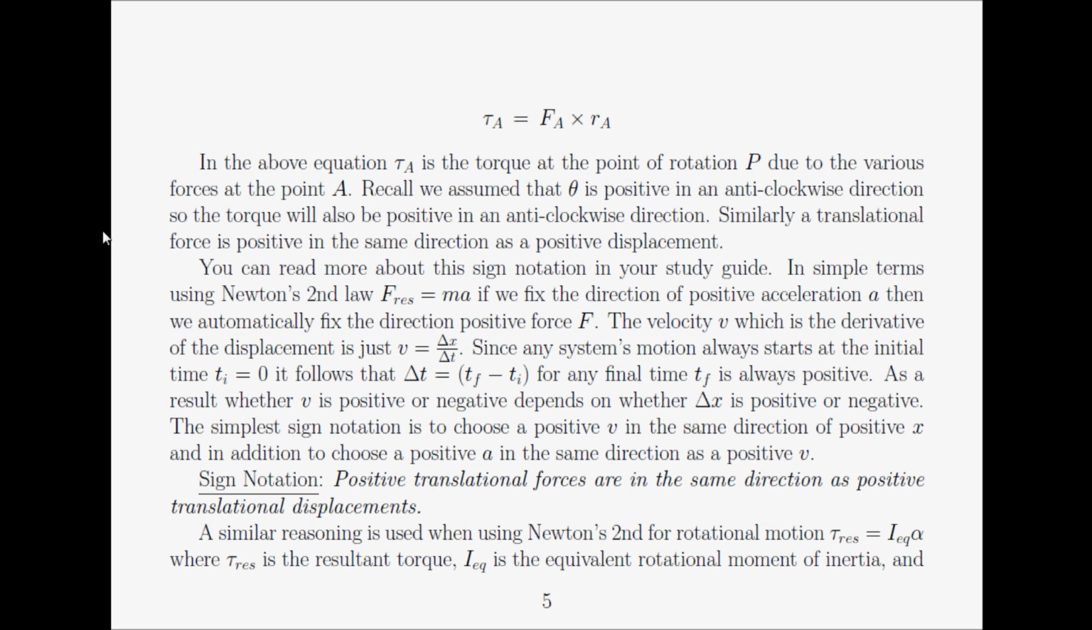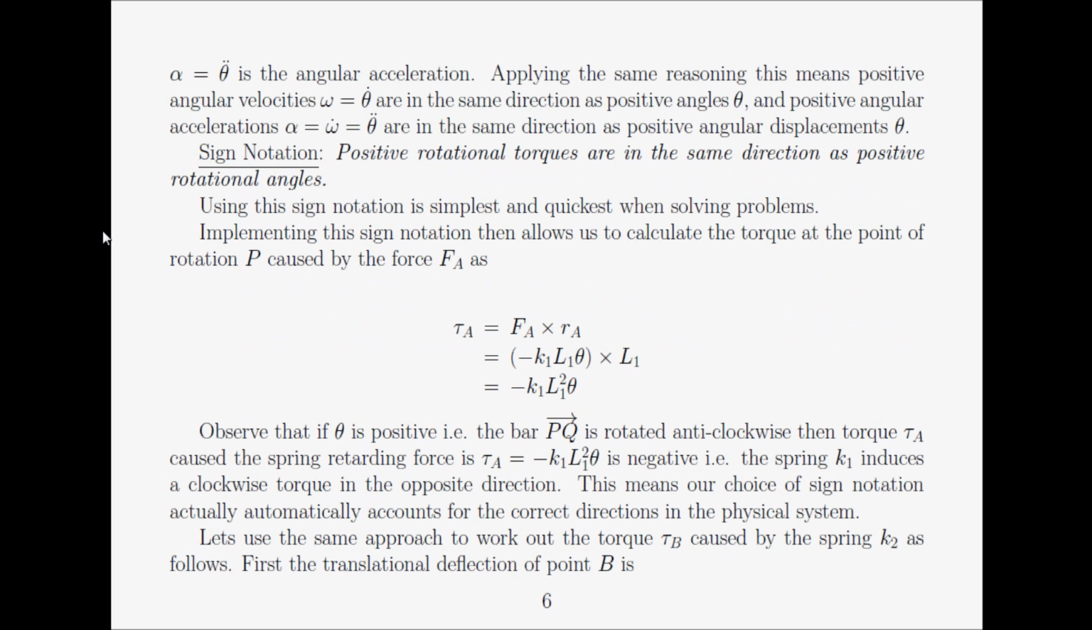If a is positive, then this would define the direction for a positive force, and if a is negative, this would define the direction for a negative force. We would then use a similar reasoning to work out a sign notation for positive and negative torques or moments, using the equivalent rotational form of Newton's second law. Torque resultant is I equivalent times alpha, where alpha is the angular acceleration and I is a moment of inertia.